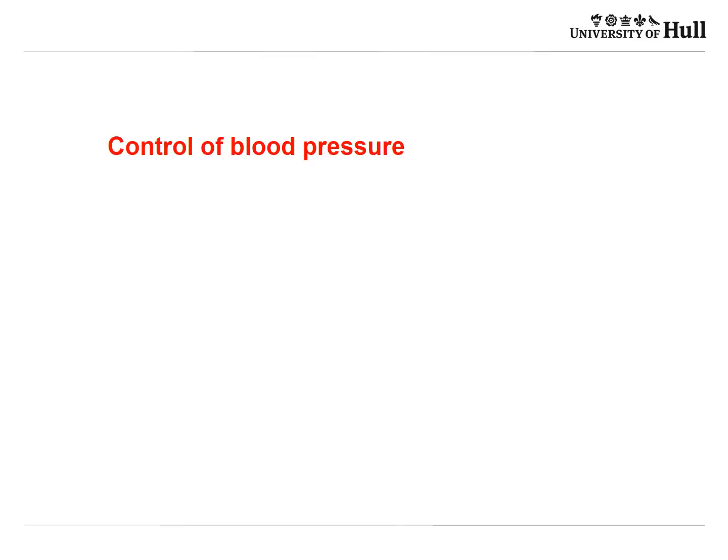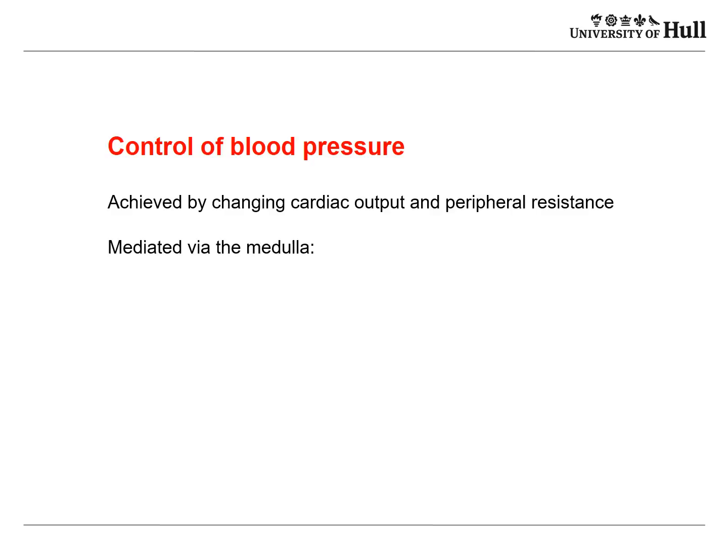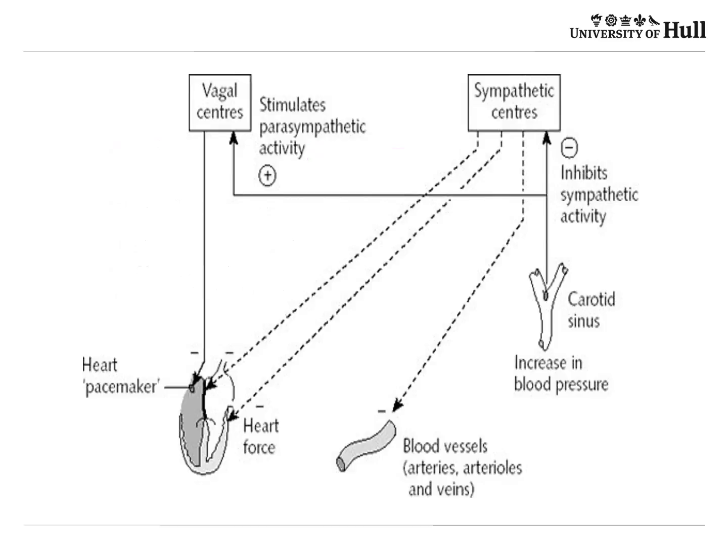So let's look now at the control of blood pressure. This is achieved by changing cardiac output and peripheral resistance. It's mediated via the medulla, which alters heart rate and peripheral resistance. And this is a homeostatic system.